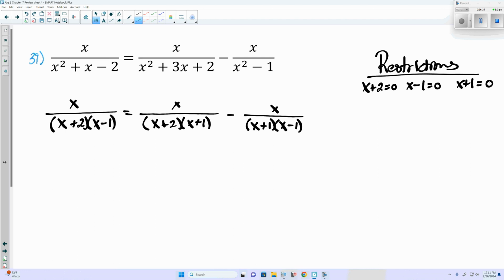Now, our three restrictions for this here are going to be these here. X plus 2, x minus 1, x plus 1. For x plus 2, the value of x cannot be negative 2. For x minus 1, the value of x cannot be positive 1. And for x plus 1, the value of x cannot be negative 1. So if we get one of these three solutions, it does not work.